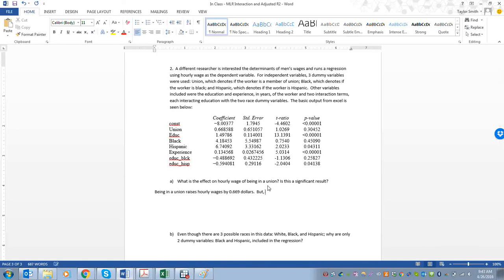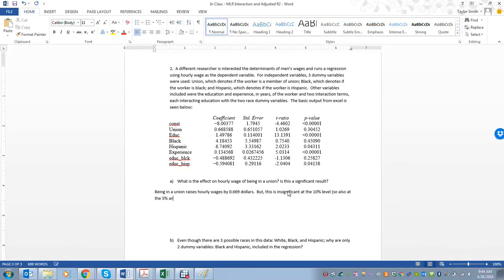But, the reason I'm writing but here, so we look at the p-value. P-value is 30%. So, but this is insignificant at the 10% level. So also at the 5% and 1% levels.